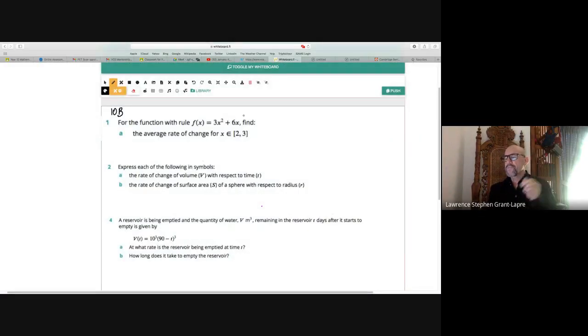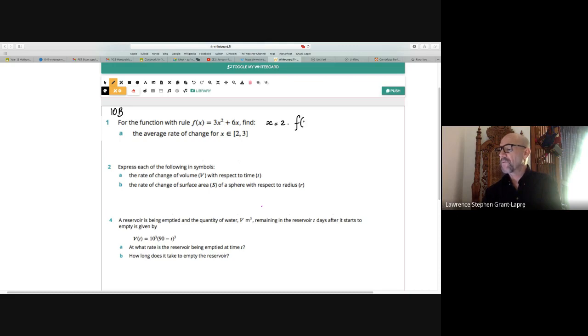Let's look at a few questions from 10b. For the function, write the rule. With this rule, find the average rate of change for the interval from x is 2 to x is 3. Well, let's have a look at what point the graph is when x is 2.